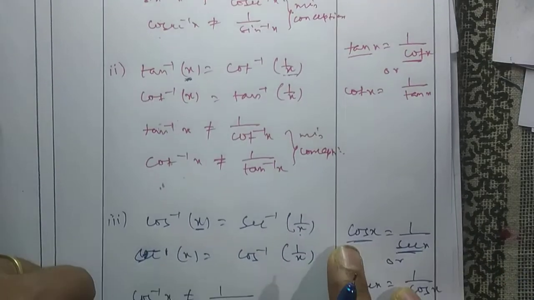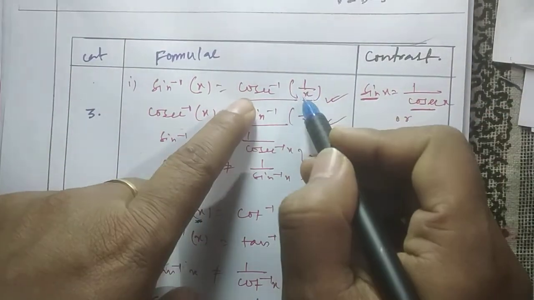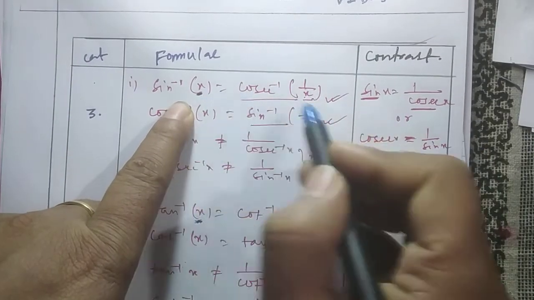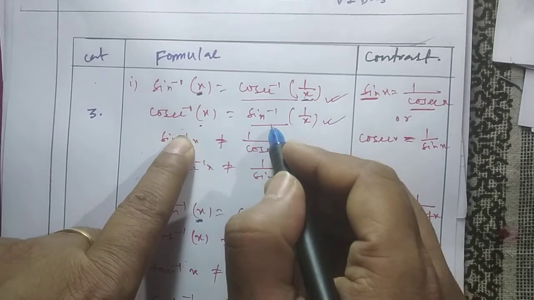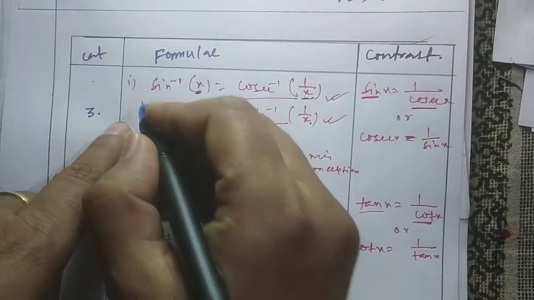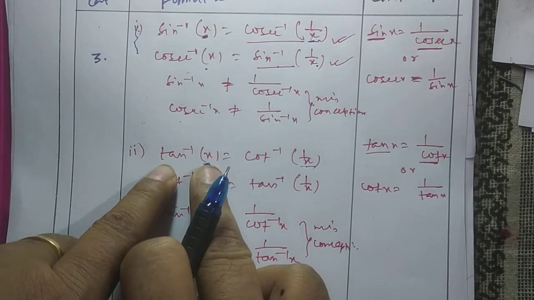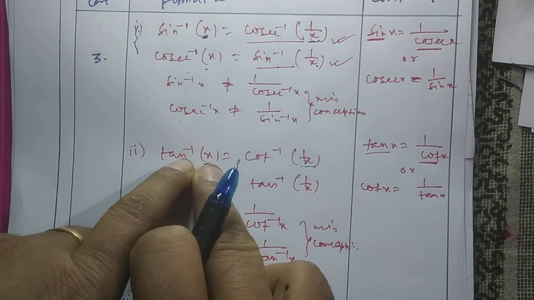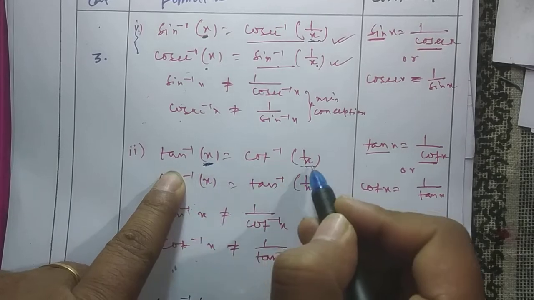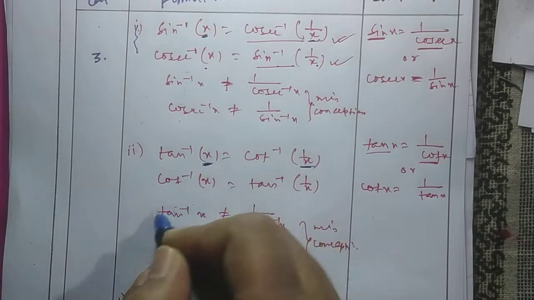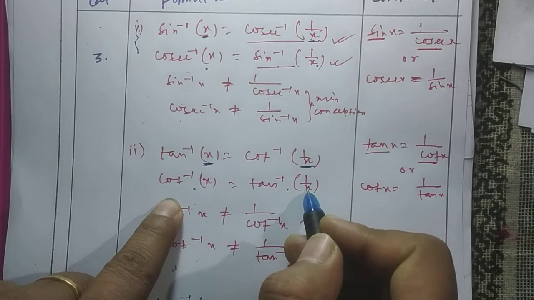Okay. So again I am saying, from the first, sin inverse x can be written as cosec inverse 1 by x. Only the value will be reciprocal. Similarly, cosec inverse x can be written as sin inverse 1 by x. It is formula number 1. It is formula number 2. Similarly, tan inverse x can be written as cot inverse 1 by x. Here only the value will be reciprocal, not the whole thing. Similarly, cot inverse x will be equal to tan inverse 1 by x.